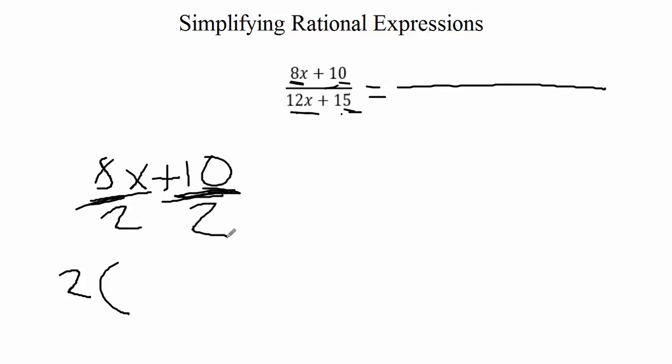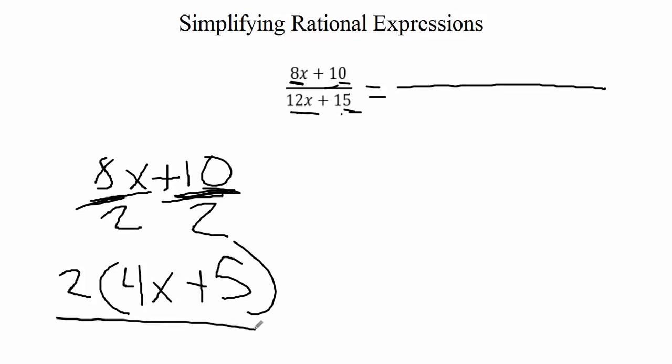So that's why I have this off to the side, so we can go and factor out that 2. If you need a little help remembering how to factor out or finding the greatest common factor, you should watch my video on factoring out greatest common factors. Otherwise, dividing out the 2, 8 divided by 2 is 4. Drop down the x. Plus 10 divided by 2 is 5. So when we factored out the 2, we got 4x plus 5. So I'm just going to take this and move it up to my numerator.